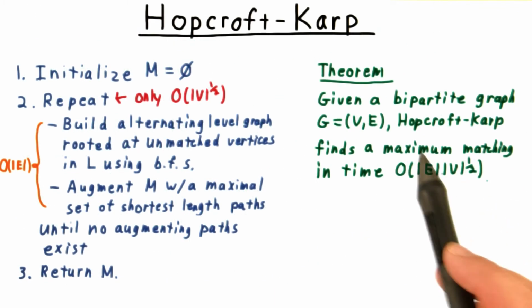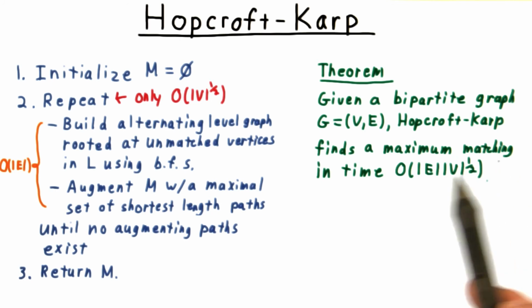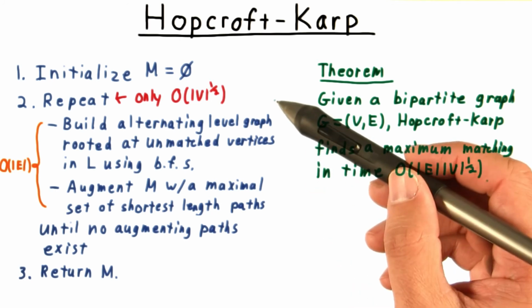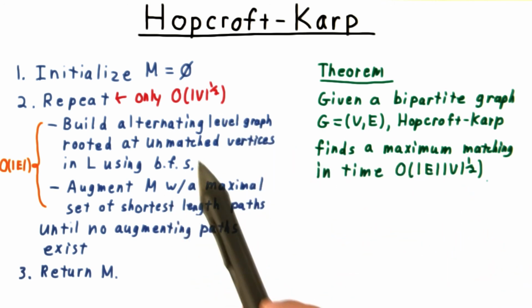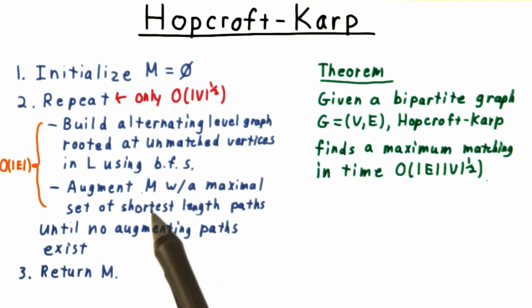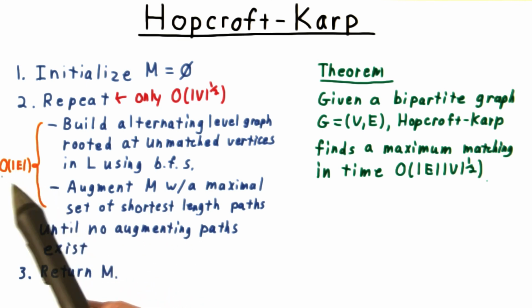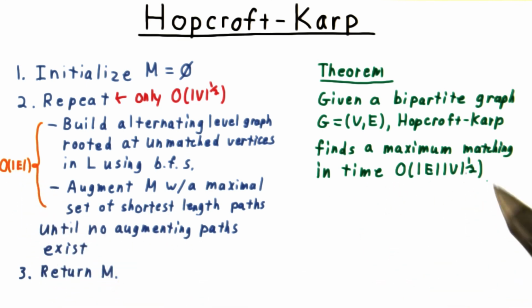Overall then, we've just shown that Hopcroft-Karp finds a maximum matching in time order e times the square root of v. We only had square root of v phases, and each phase, because of the clever way we were able to reuse the level graph, only ends up using order e time. And this result is actually the best known.